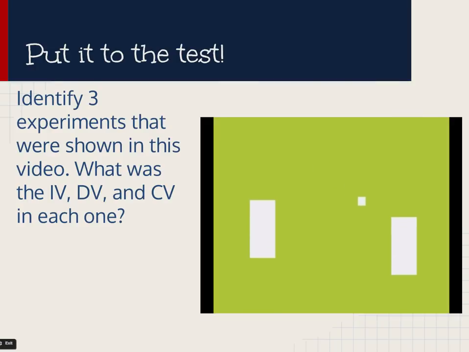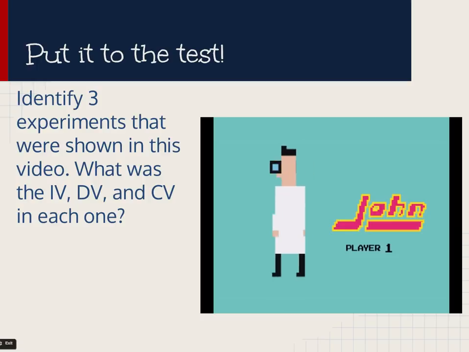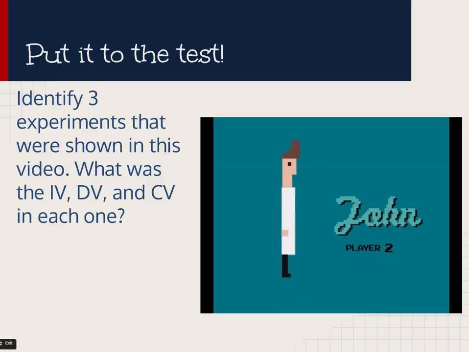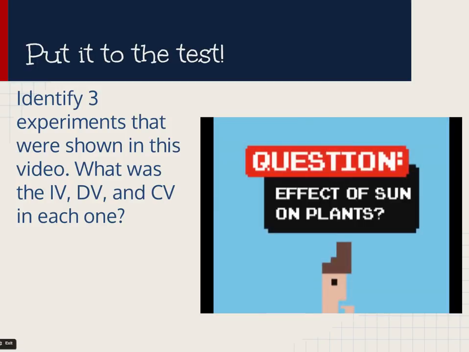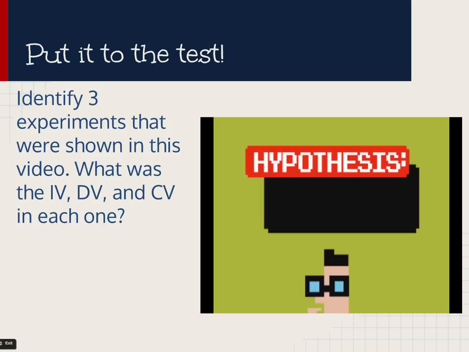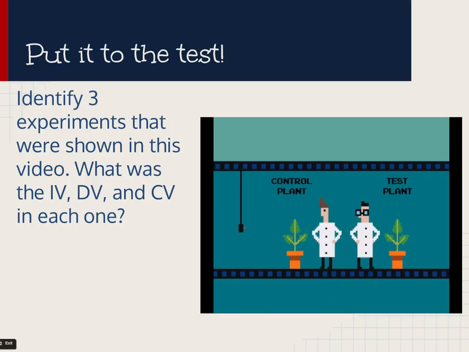Alright guys, we did it. We got through part 1. So what I have for you here is you can go ahead and click on the video on the right and you could watch a song by They Might Be Giants called Put It to the Test. And what I'd like you to do with that is try to identify the IV, DV, and CV, CV being constant variables, in each little experiment that they do.